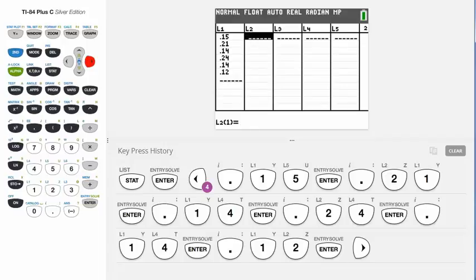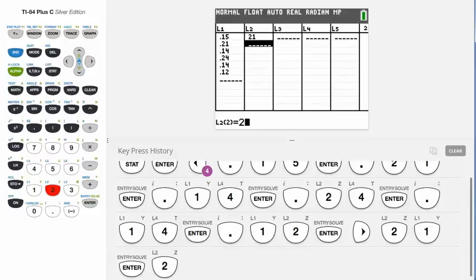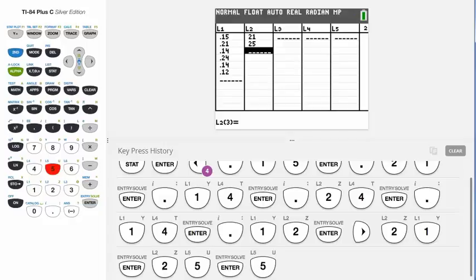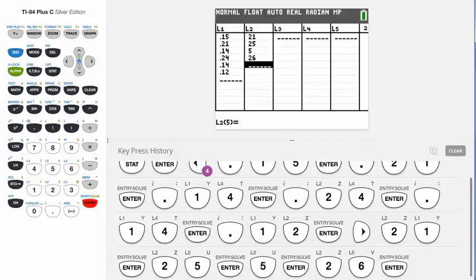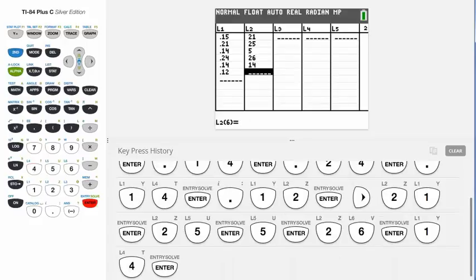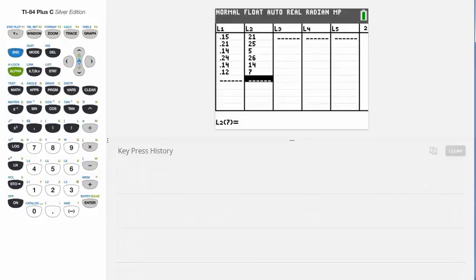Then I'm going to move to L2 and type the frequency, which is O: 21, 25, 5, 26, 14, 7. Now I want to find my expected frequency.